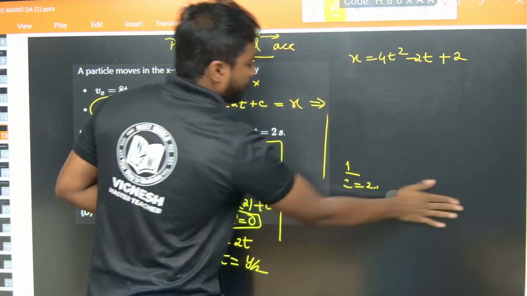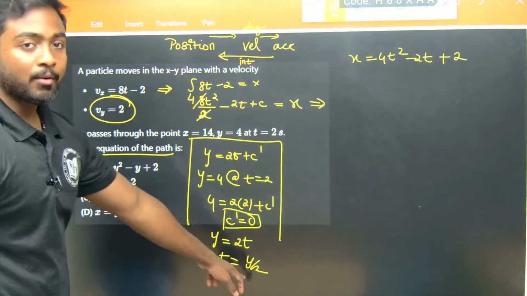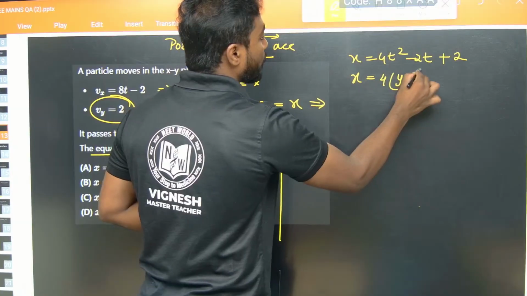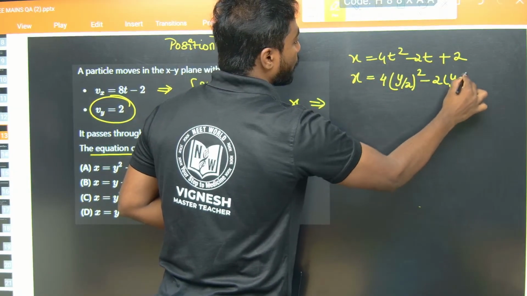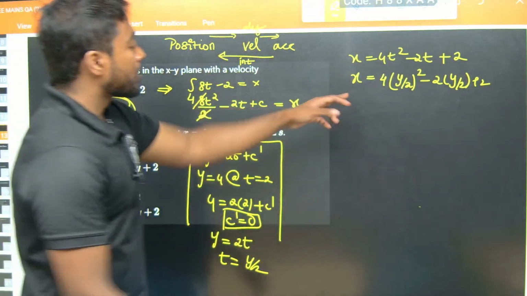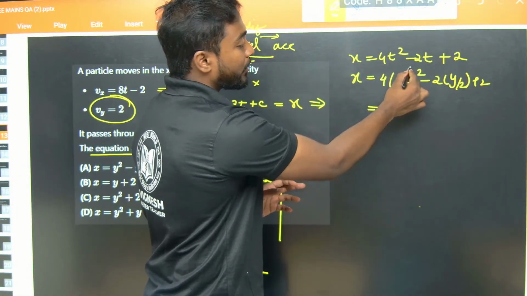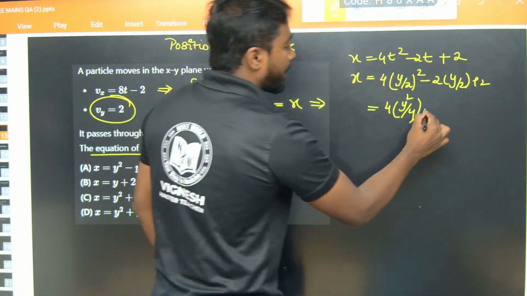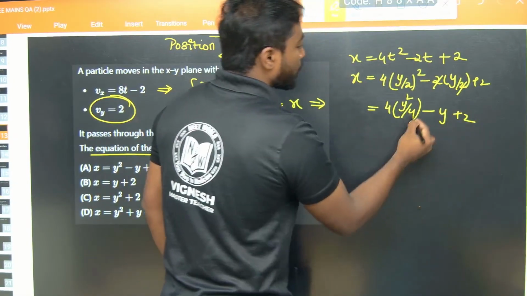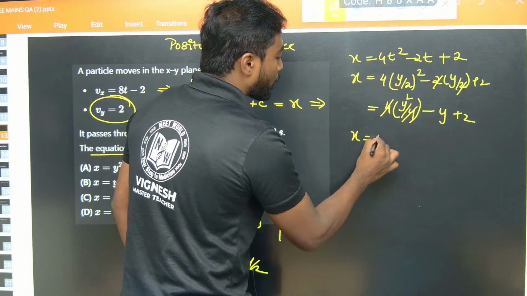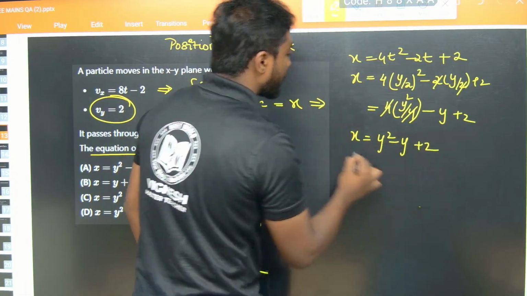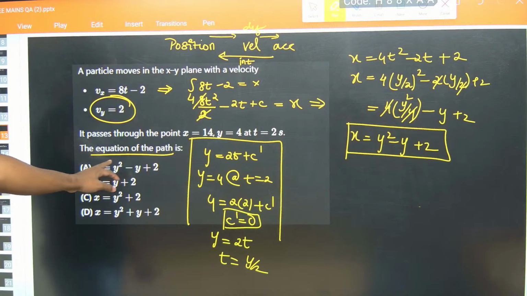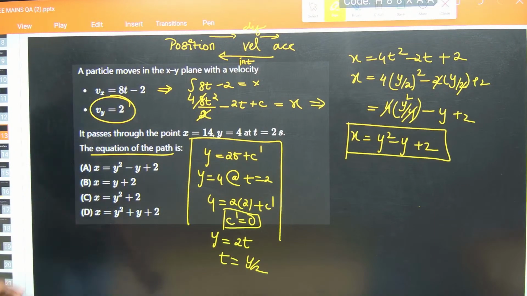The next step is I need to substitute the value of t is equal to y by 2. So x is equal to 4 into (y by 2) the whole square minus 2 into y by 2 plus 2, right? Now what will I get? So y square by 4. So 4 into y square by 4, minus 2 into y by 2 is minus y, plus 2. Here this 4 and 4 will get cancelled. So x will be equal to y square minus y plus 2. This is the equation of path of the given question. So x is equal to y square minus y plus 2. Yeah, option A is the correct answer.